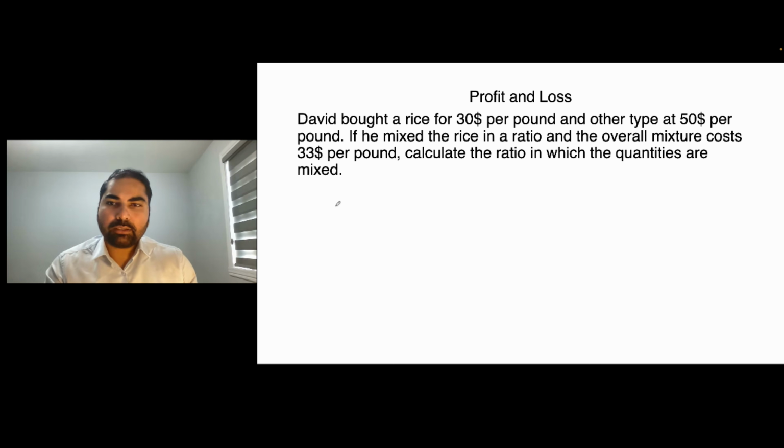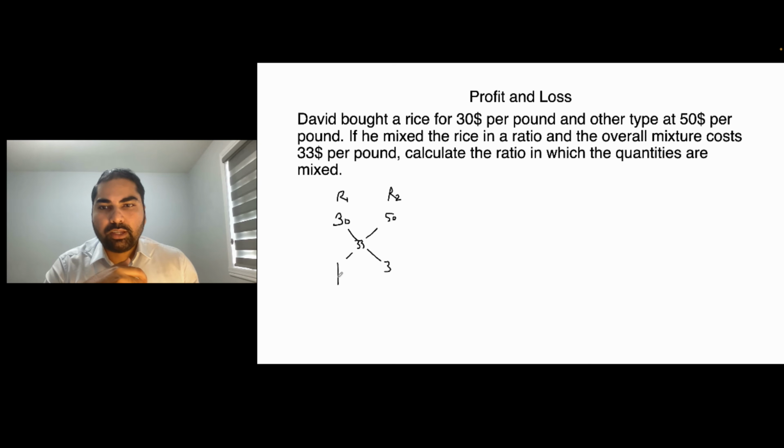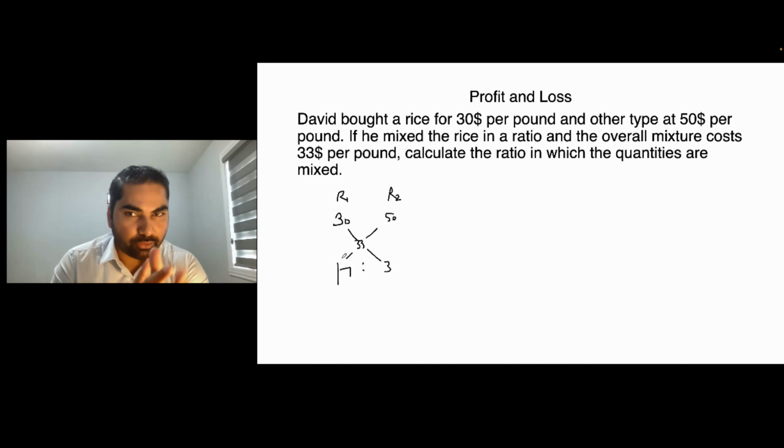So what's happening? He mixed one group of rice, let's call it R1, at $30 per pound, and he mixed the other group of rice, which is R2, at $50 per pound, and the overall mixture is just $33 per pound. So you want to find out in which ratio these quantities are mixed. You can see the difference here is 3 and the difference here is 17. So for every 3 parts of the expensive rice, he has to mix 17 parts of the inexpensive rice for the cost to come out at 33. So yeah, there you go.